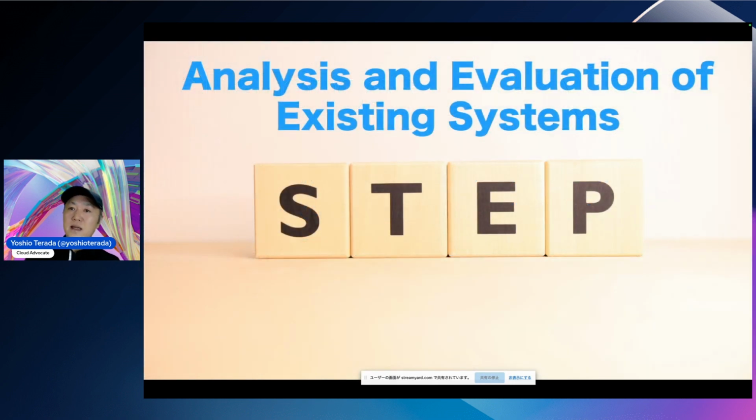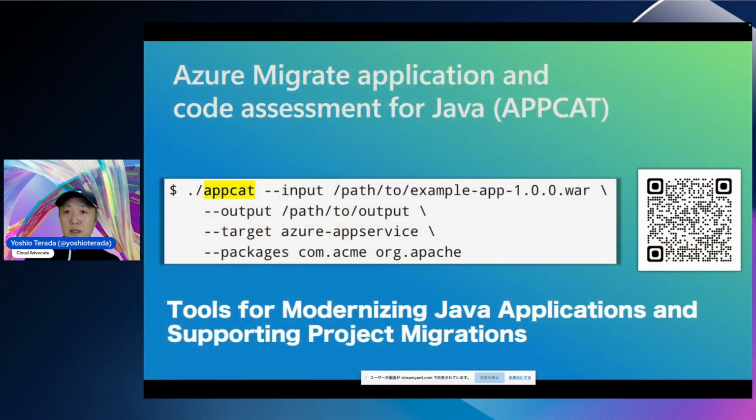But what else can it do? From the current project, you can analyze and identify any issue or necessary action. This means you can also perform the analysis and evaluation. In this context, Microsoft has developed a tool called the Azure Migrate application and code assessment for Java, known as AppCat. This tool is based on the open source tool Windup created by Red Hat.